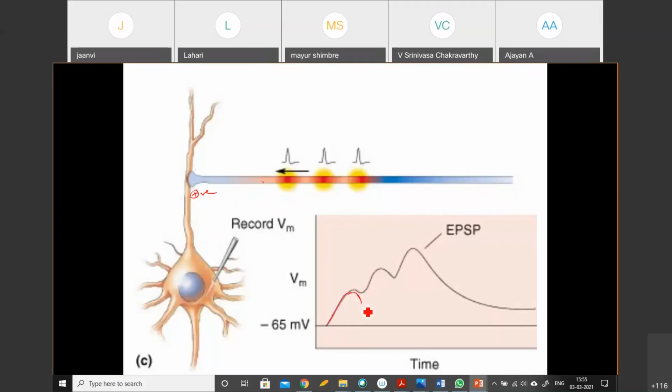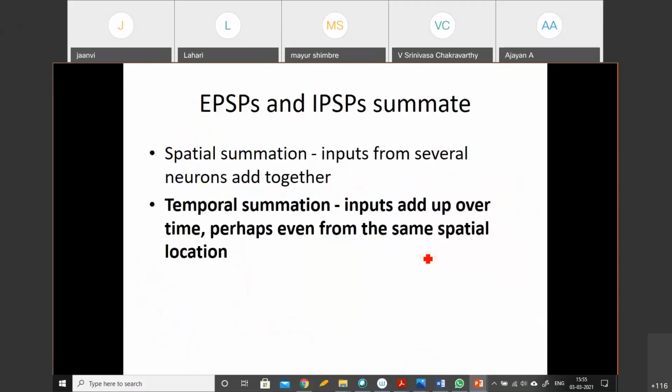starts falling. But before it comes completely to the baseline of, let's say, minus 65, the second action potential hits. So it starts increasing further. And before that falls completely to the baseline, the third action potential hits, and then it goes up further. So you see that because of these action potentials coming in quick succession, the voltage response on the postsynaptic side involves an addition of the PSPs, and this kind of addition or summation is happening in time. So this is called summation through time, or temporal summation.